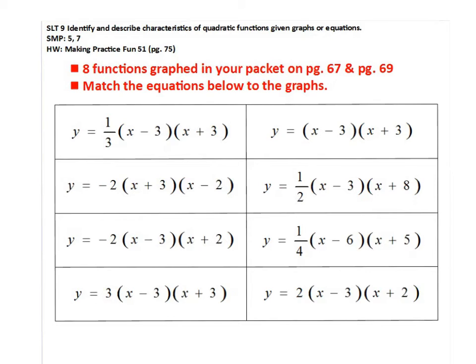Okay, so find page 67 and 69. You have 8 graphs graphed on those pages, and here on the board we have 8 equations. I want you to match these 8 equations to each graph. We're going to pause the video and give you about 4 or 5 minutes to do that. Some hints: I would start by looking at your x-intercepts. These factors get you the x-intercepts. I would look if there's a reflection. You can look if there's a vertical stretch or a vertical shrink to try to match them. Okay, we'll pause the video here for you to do that.